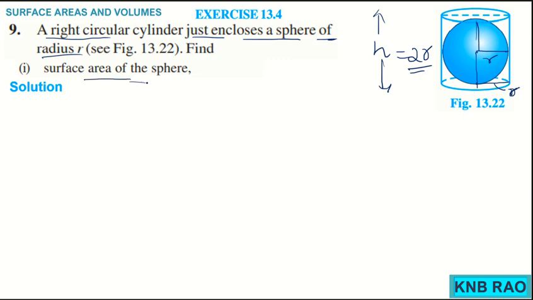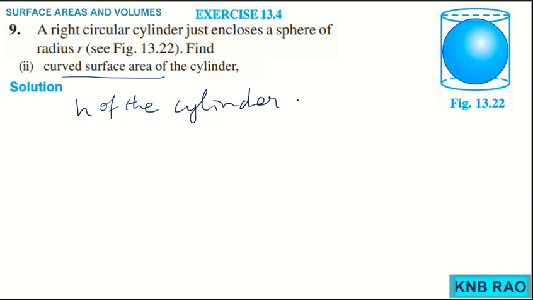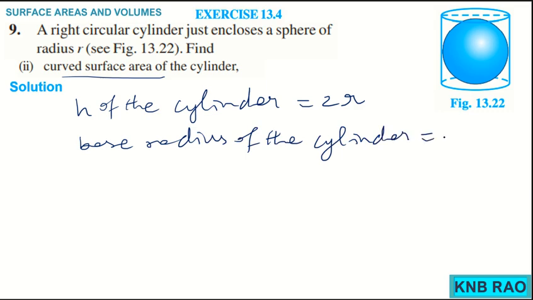Here the surface area of the sphere, you know, very simple, is 4 pi r square. Next, we have the curved surface area of the cylinder. For the curved surface area of the cylinder, the height of the cylinder is 2r, and the base radius of the cylinder is r, because it is enclosing the sphere.